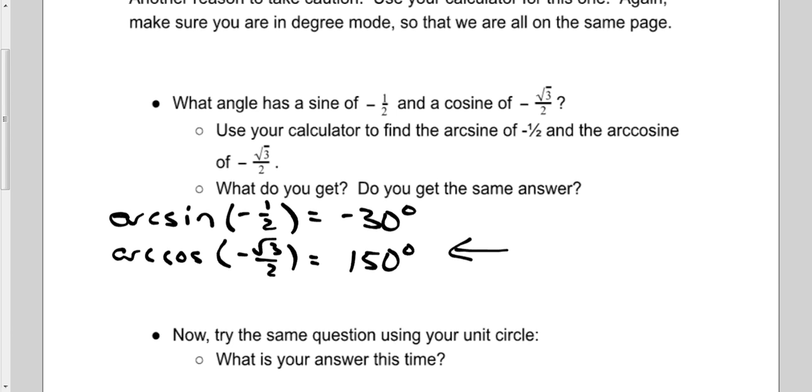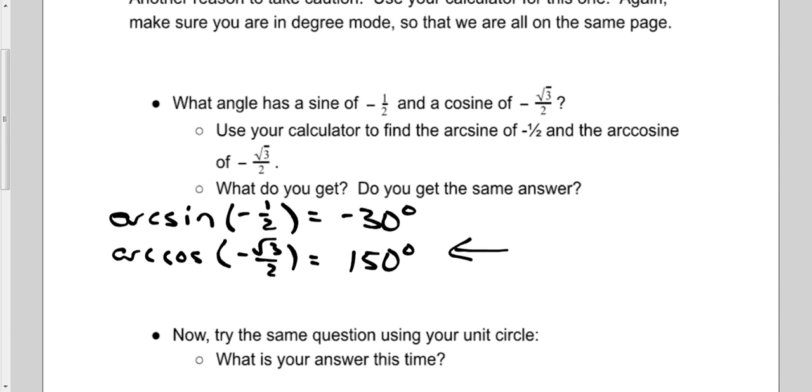Supplement. Supplement that makes 180, right? So what's the reference angle that we're looking at here? What angle am I concerned with? I'm concerned with 30 degrees. That gives me the numerical value of sine and cosine, right? And then I have to use my situational awareness to figure out what quadrant I'm in to find the actual angle. We clear on that?